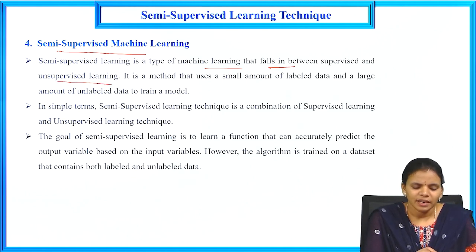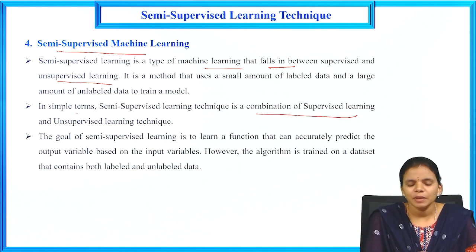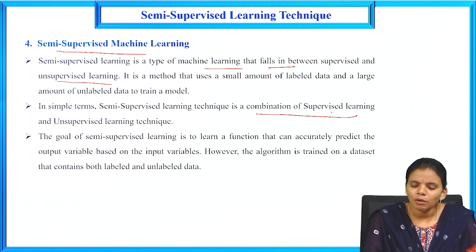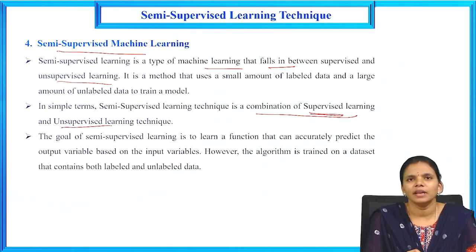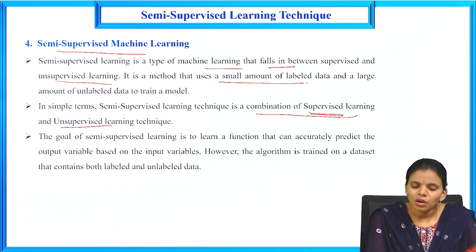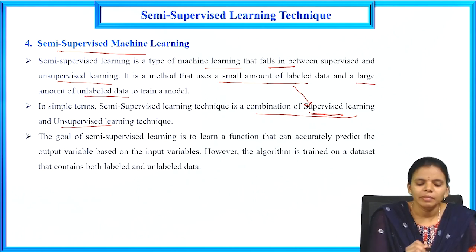So in simple words, we can say that a semi-supervised learning technique is a combination of supervised learning technique and unsupervised learning technique. So here in this semi-supervised learning technique, we use a small amount of labeled data set. It means it comes under supervised learning, and a large amount of unlabeled data set.